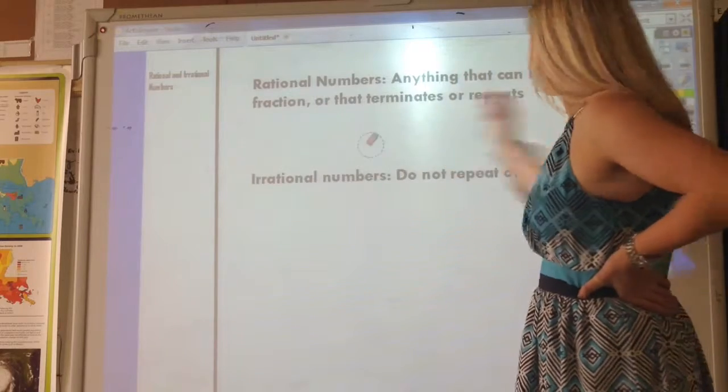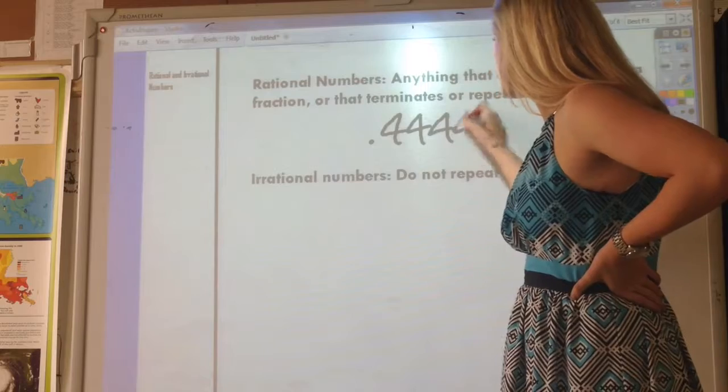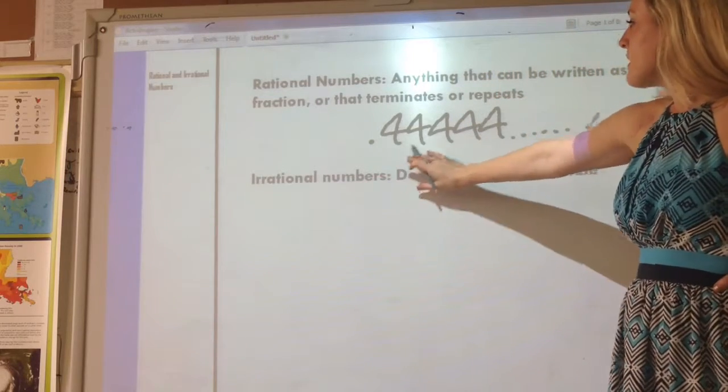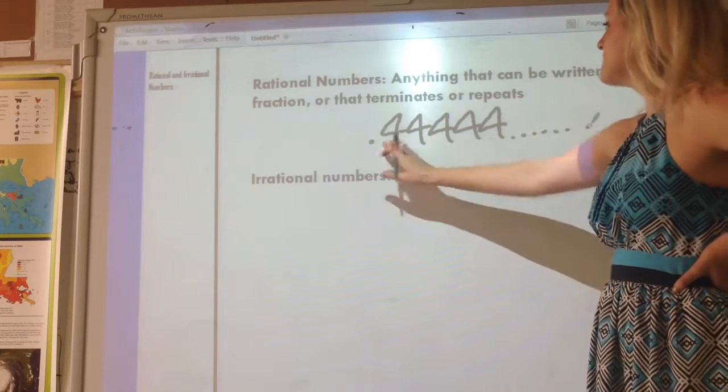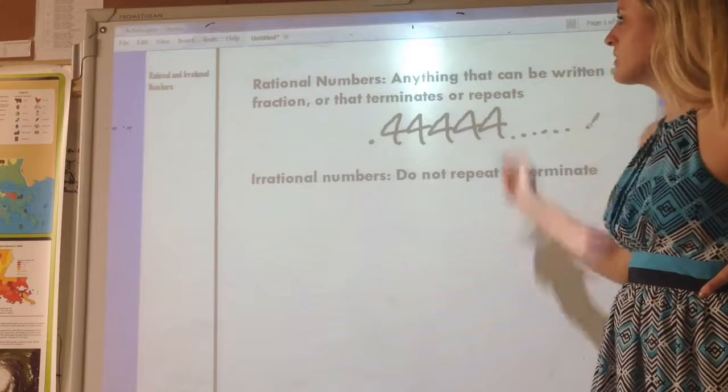Let's do another one. If I had 0.444 forever and ever, even though this number does not terminate, I see that the 4s repeat. And since the 4s repeat forever and ever, rational.